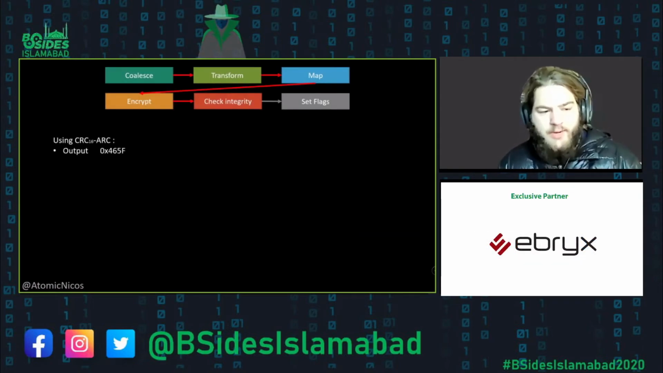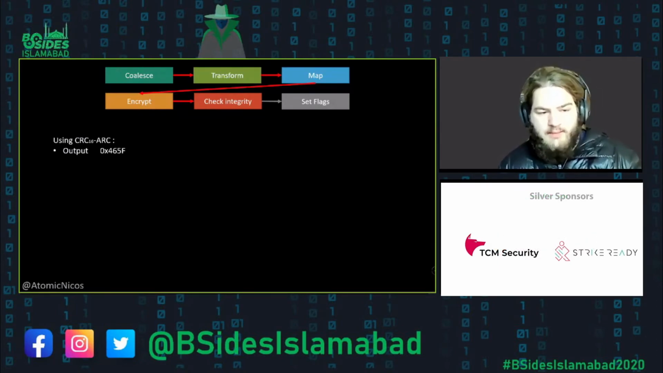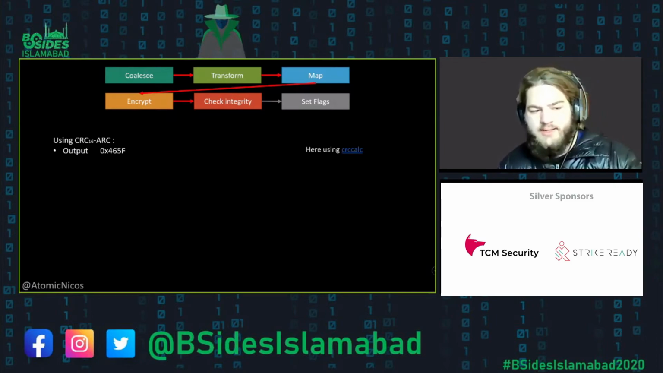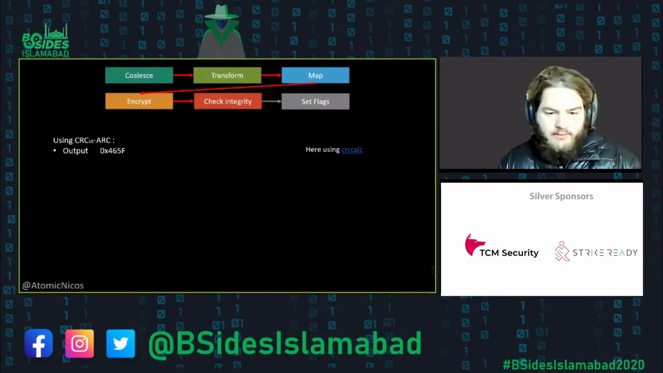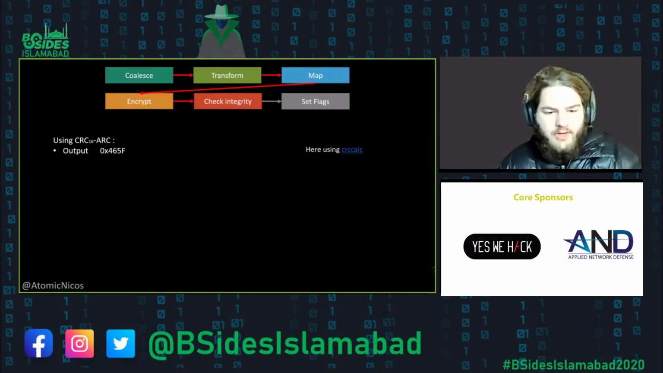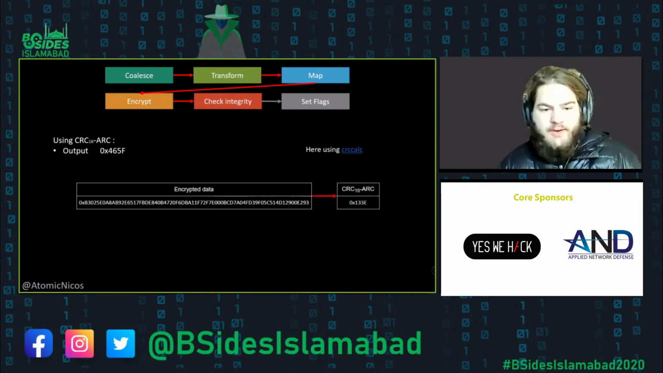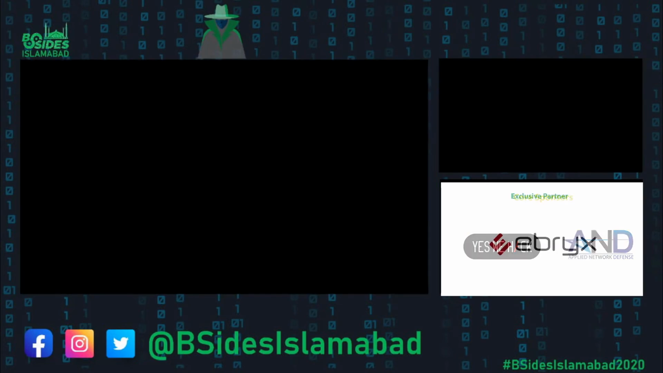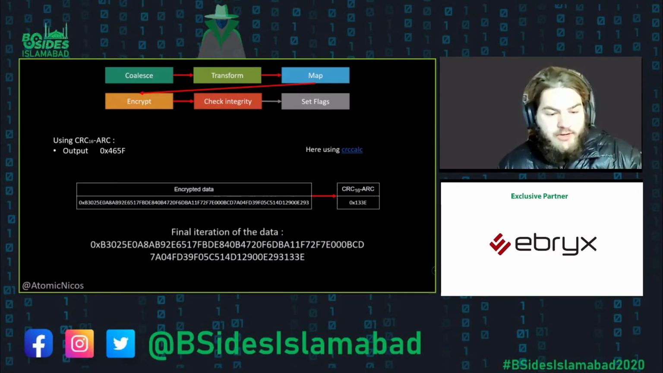You can check for integrity using your CRC16, for example, in ARC mode. The output of said CRC would be 5F in hexadecimal. So here we used another tool. So your encrypted data generates that CRC. And I forgot to change my output, my bad. So the final iteration of your data would be this.